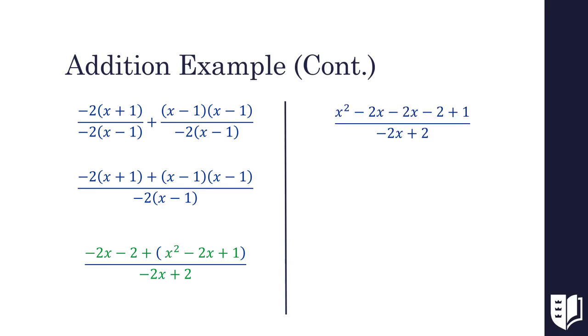that we have x squared minus 2x minus 2x minus 2 plus 1, all divided by negative 2x plus 2, which we get from multiplying the factors in our denominator. By combining like terms, we achieve the fraction x squared minus 4x minus 1 all over negative 2x plus 2. Since our numerator can't be factored any further, we don't have any factors to cancel.